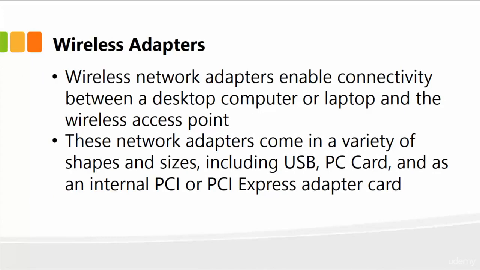What we need is wireless adapters, and they simply enable connectivity between a desktop computer or your own laptop, for example, and the wireless access point, also known as the WAP. These network adapters come in a variety of shapes and sizes, including USB, small as a USB by the way, a PC card that physically gets inserted in your laptop and has a jack, right? Or as an internal PCI card or PCI Express adapter card. So variations of physical hardware that actually uses the wireless technology to connect from one computer to the wireless access point.